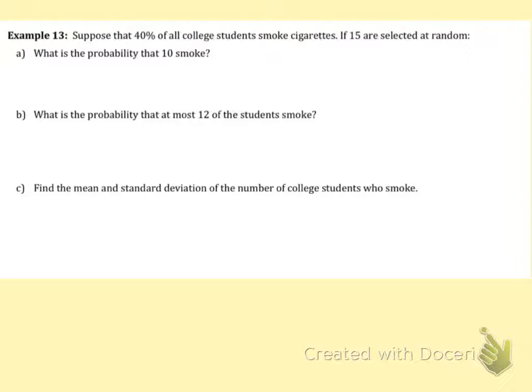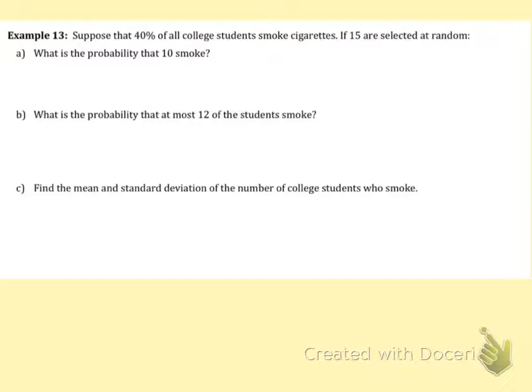This is example 13 from the supplemental topic involving discrete random variables from your student packet. It says, suppose that 40% of all college students smoke cigarettes. If 15 are selected at random, what is the probability that 10 smoke?